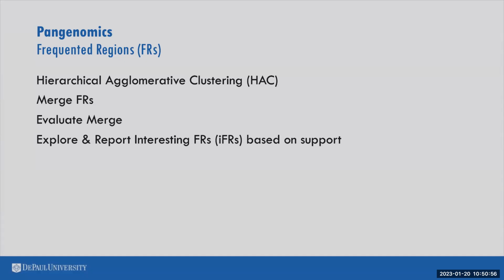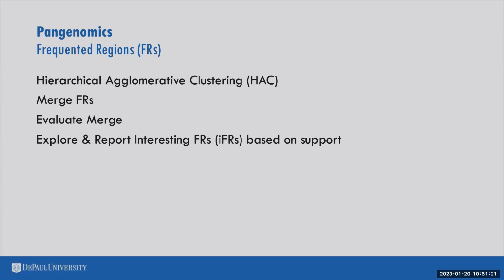So they are just clustering, right? When you look at these compressed de Bruijn graphs, they are all these nodes. You start with each node as an individual node, and then you try to group them hierarchically and come up with these frequented regions. Then the algorithm evaluates these frequented regions based on some metrics, and if they pass, it will keep them. If not, it will not merge them.